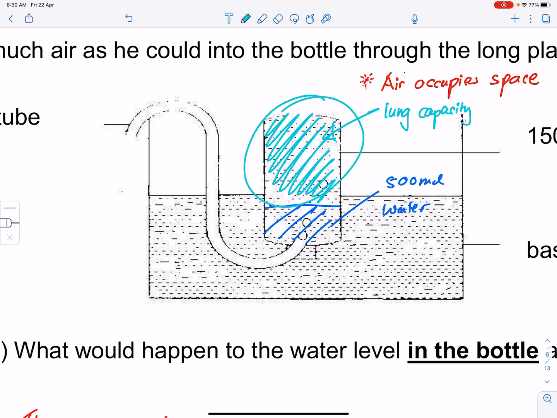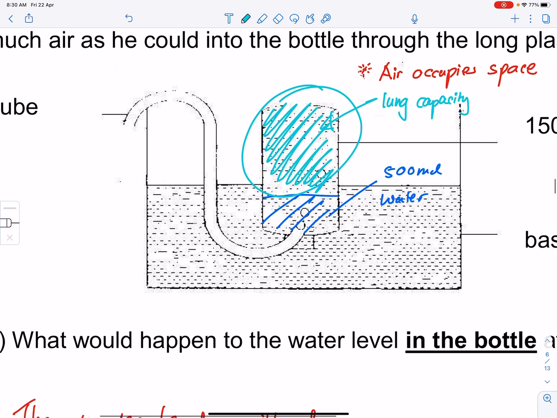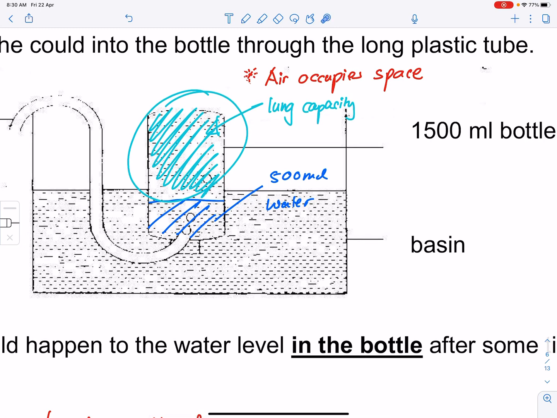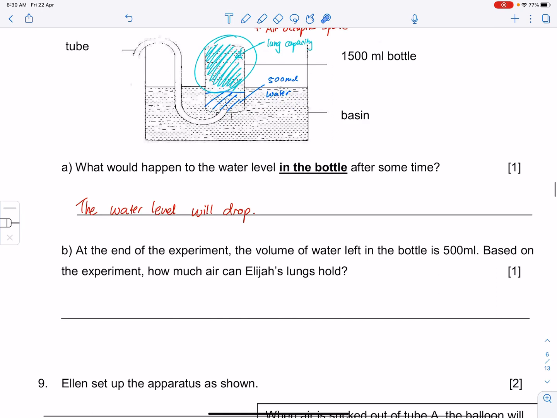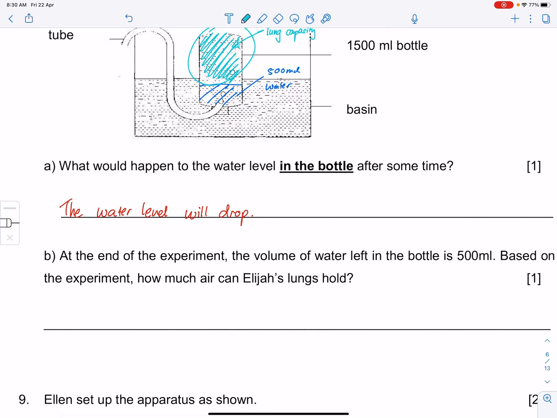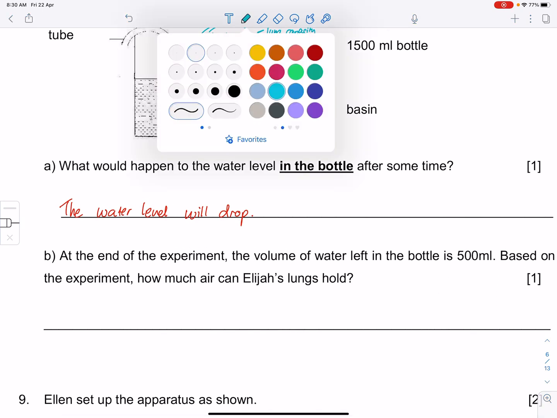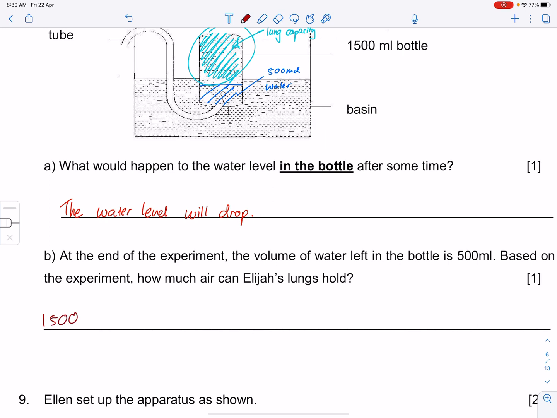So how do we do the math? Very simple. So the total capacity that we know is 1500 ml. So we can take 1500 ml minus away the remaining water. So that will give us a total of 1000 ml.